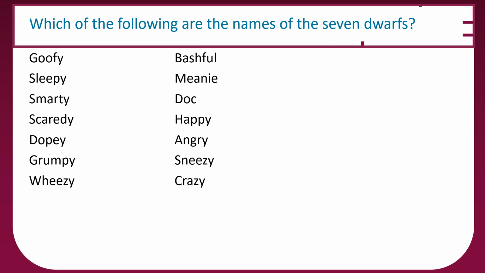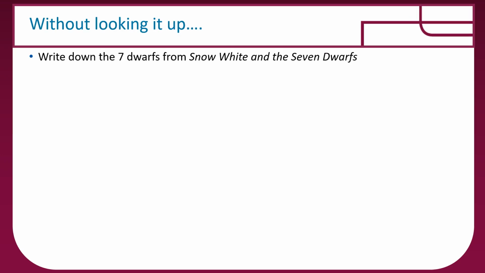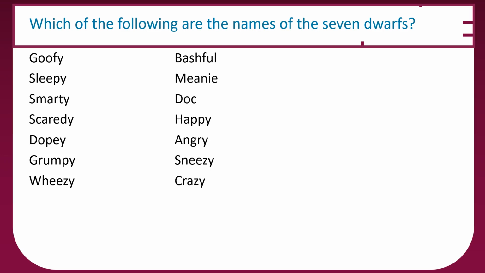Now here, try to figure out which ones of these are the names of the 7 dwarfs. And again, I'll let you pause this if you need more time. Then you can look up the answer to see if you're right. But this would be recall, free recall, just asking you to name the names of the 7 dwarfs without any help, without any cues. And here's recognition.